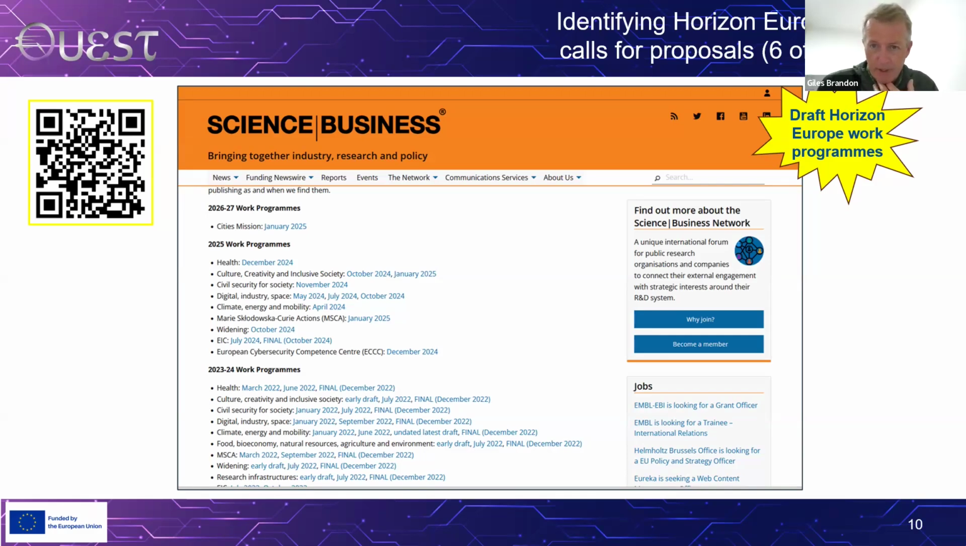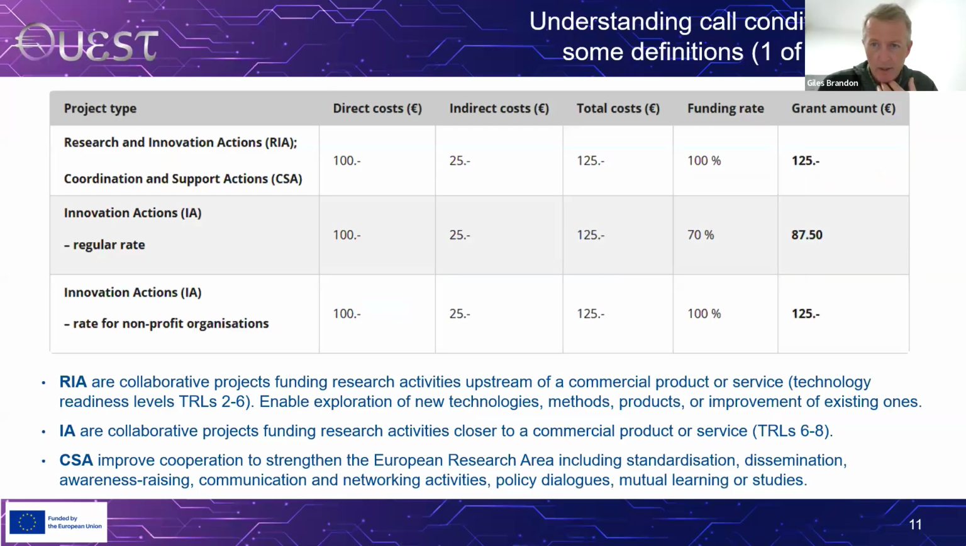Okay, I think that's enough about identifying calls. Let's talk a bit about understanding call conditions. I'm going to start off by explaining a few definitions, a few terms. Again, I apologize to those of you who are already familiar with Horizon Europe and Horizon 2020. You'll have heard all this before, but for those of you who aren't, let me start by going through the 3 bullet points at the bottom. You'll see these acronyms: RIA, IA, CSA.